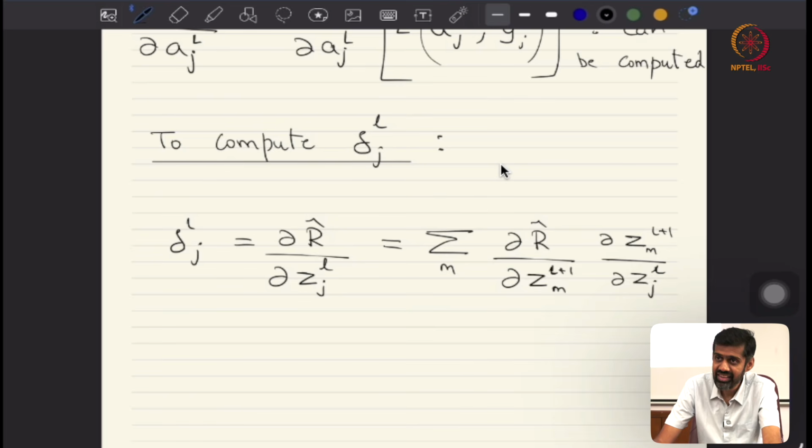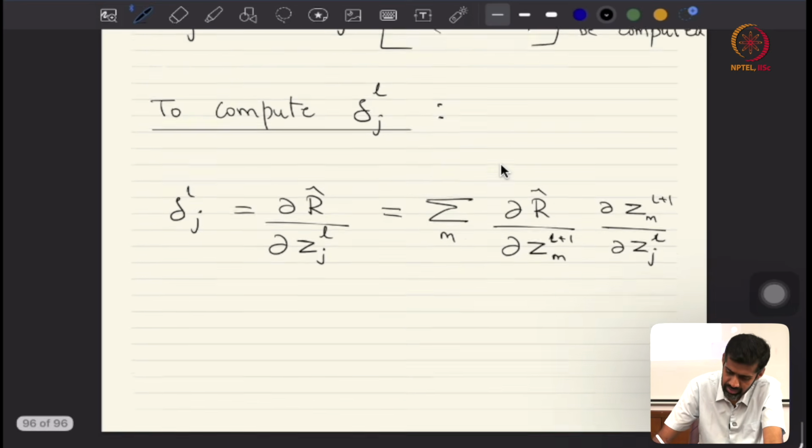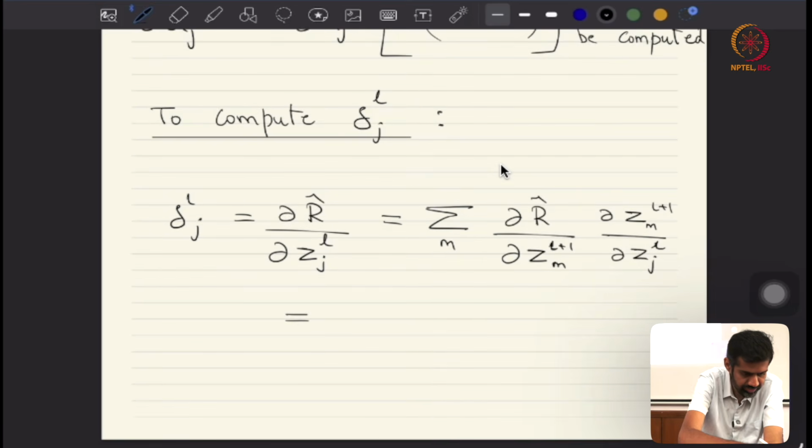What am I saying here? The dependence of R cap on Z_j^L is through every pre-activation that comes in the layer L plus 1. Does it make sense? So then you have to add all those partial derivatives that come along the path. Is that okay? Now what is this equal to?